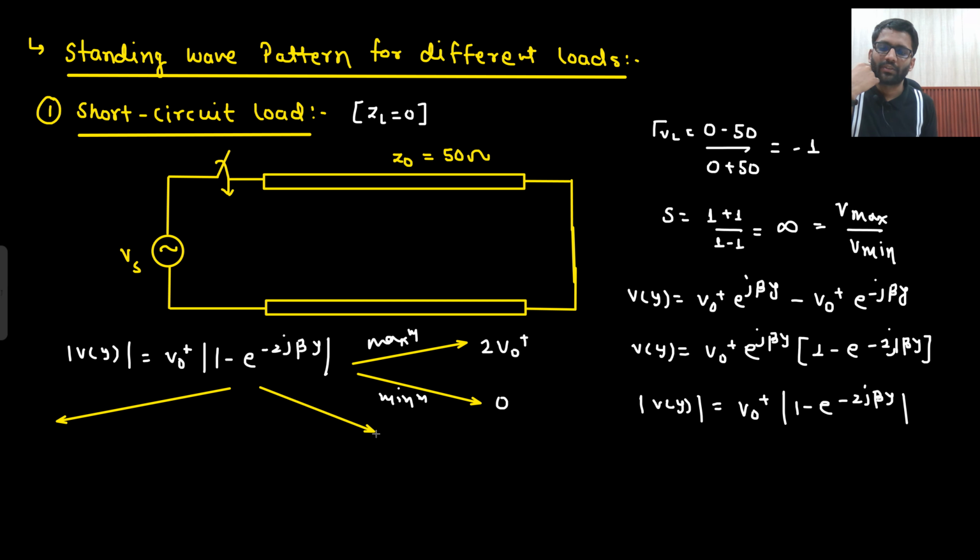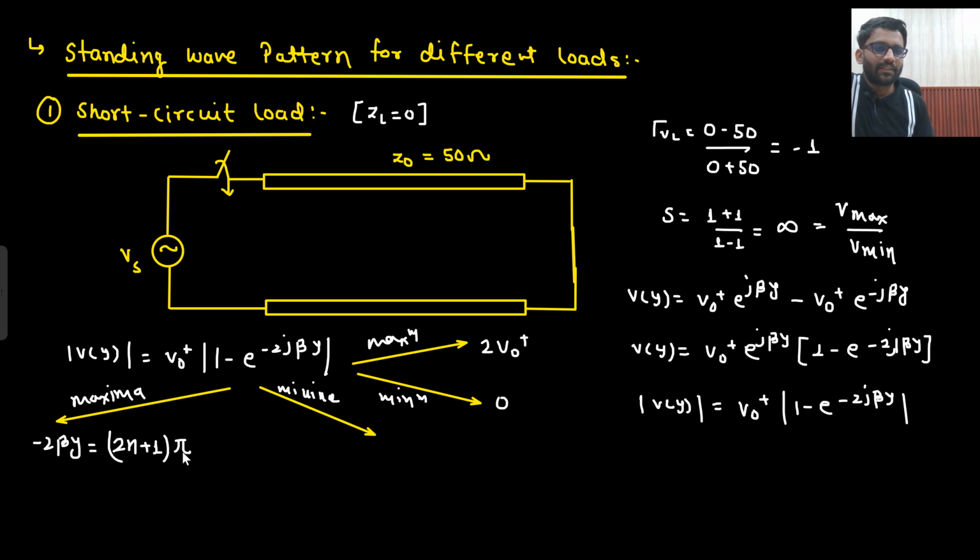Now I need to find the location of maxima and minima. So for the location, what do I need to do? For the maxima location and minima location, minus 2 beta y for maxima should be equal to 2n plus 1 times pi. Why is that so? Because you need it to be minus 1. So for minus 1, you can have pi, 3 pi, 5 pi.